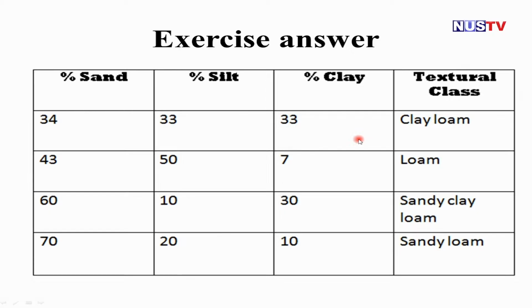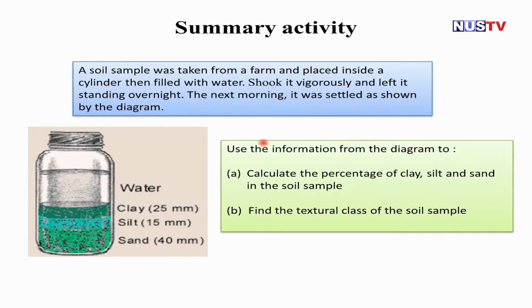And these are the answers from our previous table, our previous activities. Take a photo of this table, use your cell phone. You can check your answers from this table if you have spare time. Our summary activity and our last activity is a soil sample was taken from a farm and placed inside a cylinder, then filled with water, shook it vigorously, and left it standing overnight. The next morning, it was settled as shown in the diagram.